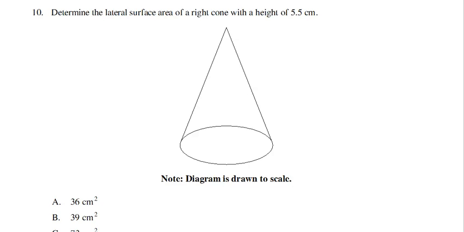Number 10, the final question in this section. Determine the lateral surface area, so remember that's just the surface area going around, not the base, of a right cone with a height of 5.5 centimeters. So that's meaning the height is going right from the middle is 5.5, like so.